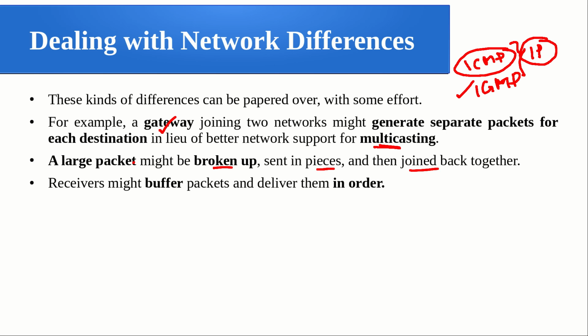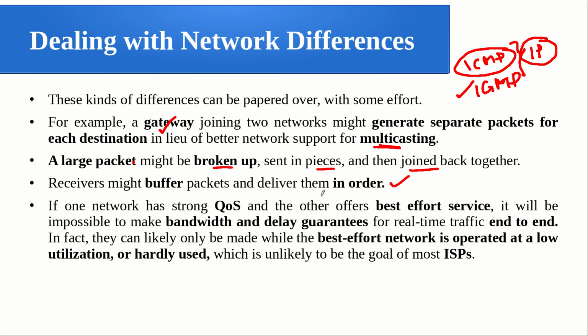Receivers might buffer packets and deliver them in order. This is another thing we discussed, the ordering, right? If the underlying network is not capable of communicating things in an ordered way, you can take the help of a buffer, and using some sorting technique you can order them at the receiver side. So like that, we can add many things.